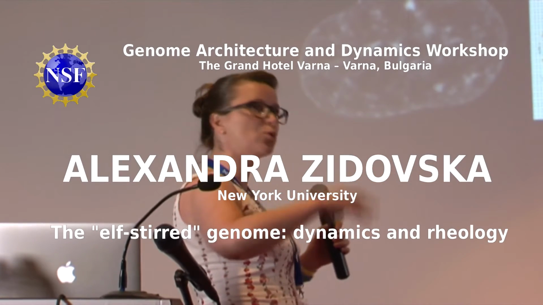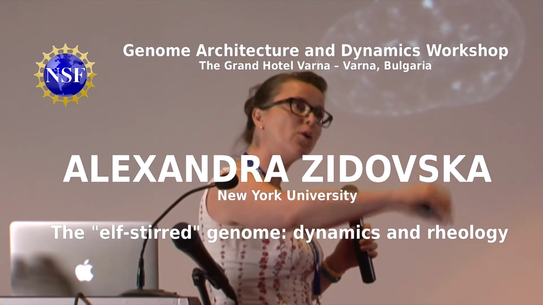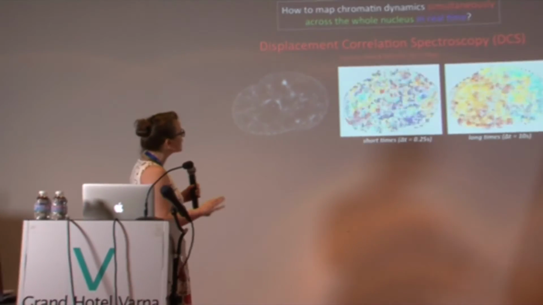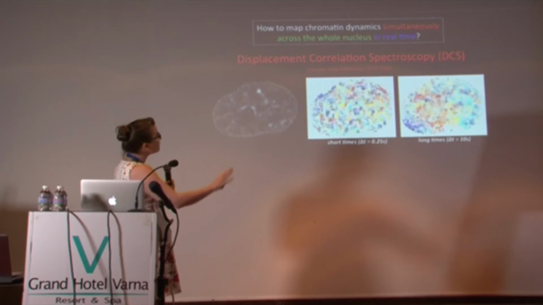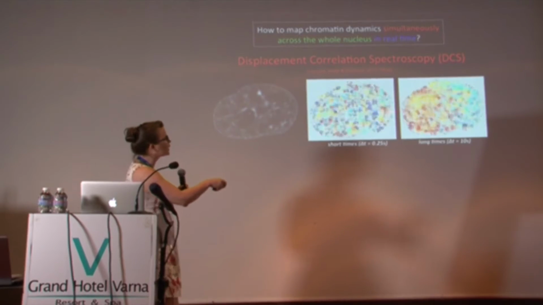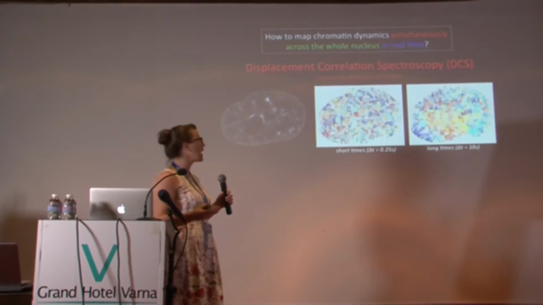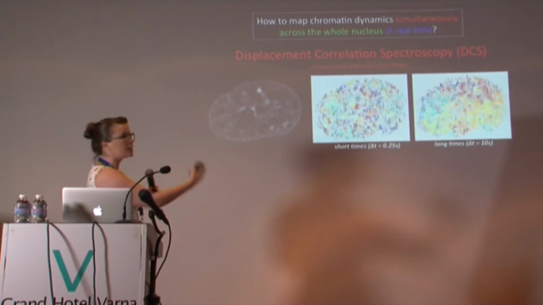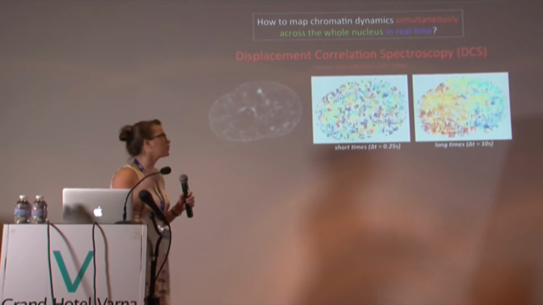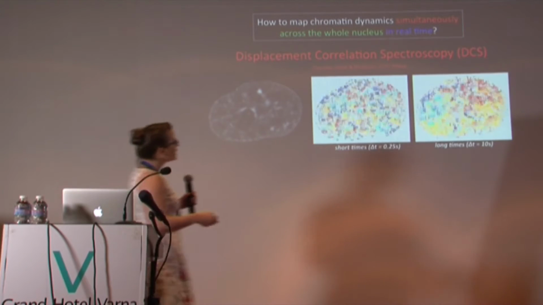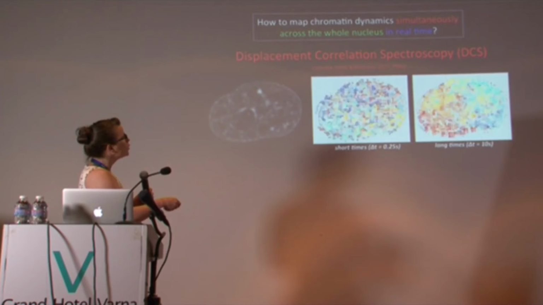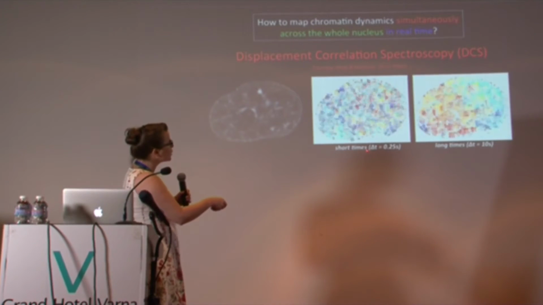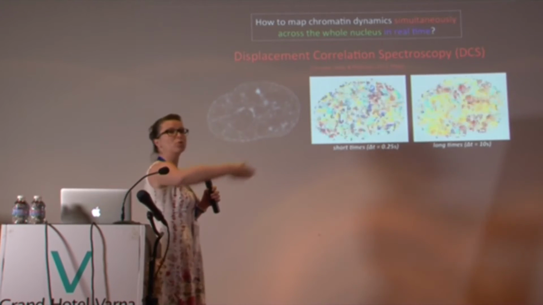which, in contrast to single particle tracking methods where you follow single particles across the nucleus and their trajectories, allows you to map the motion of the chromatin across the entire nucleus in real time. What we use for that is a staining using H2B-GFP histones, for those of you interested. And what this method allows us to do is not only track the motion across the entire nucleus, but we can actually vary the time scales at which we map it.